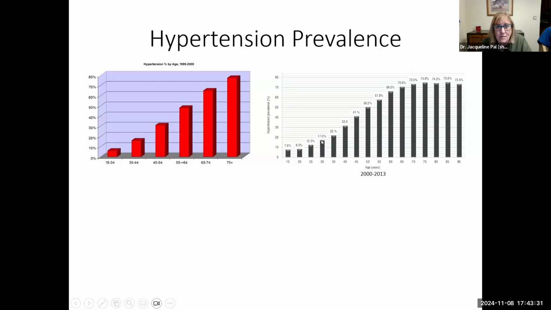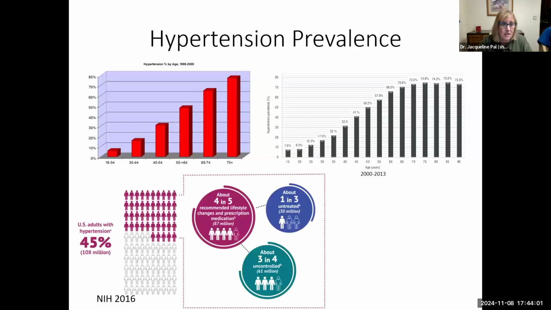And let's take it down to the college age. Over 8% of 20-year-olds had high blood pressure by the year 2013. And now we know that by 2020, more than 10% of people in college have high blood pressure. So it's due to dietary and lifestyle changes.